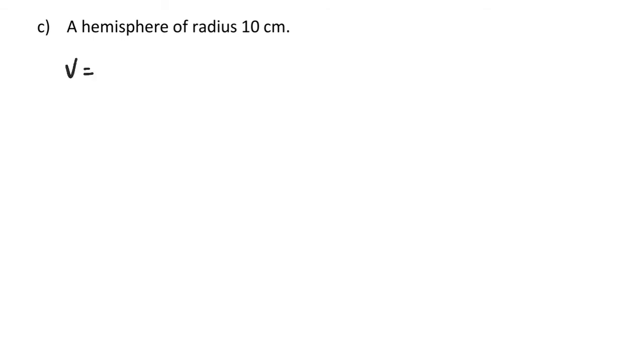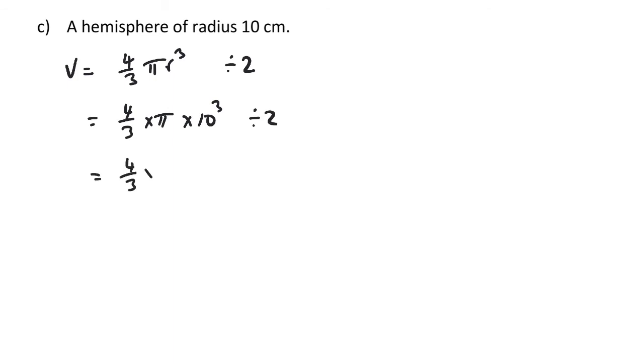Part C, a hemisphere of radius 10. So the volume is going to be 4/3 pi r cubed divided by 2, which is 4/3 times pi times 10 cubed divided by 2. So 4/3 times pi times 1,000 divided by 2, which is 2,094.4 cubic centimetres.